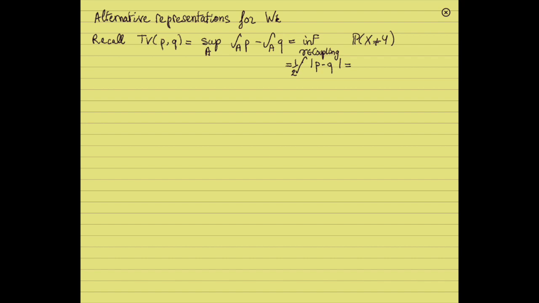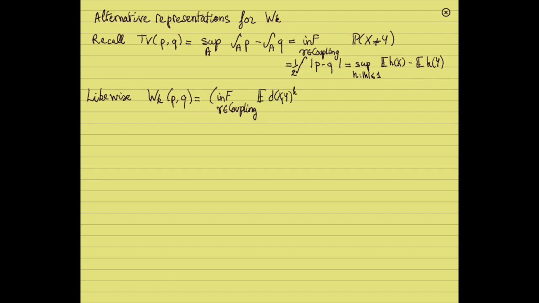And we've seen also, in the lecture notes, a representation in terms of the supremum over all functions h bounded by 1 of the expectation of h of X minus the expectation of h of Y, where X follows P and Y follows Q. So the total variation had all these different representations that are convenient in proofs, for example. In fact, likewise, the Wasserstein distance has some alternative representations. So we write the definition in terms of an infimum over all couplings.